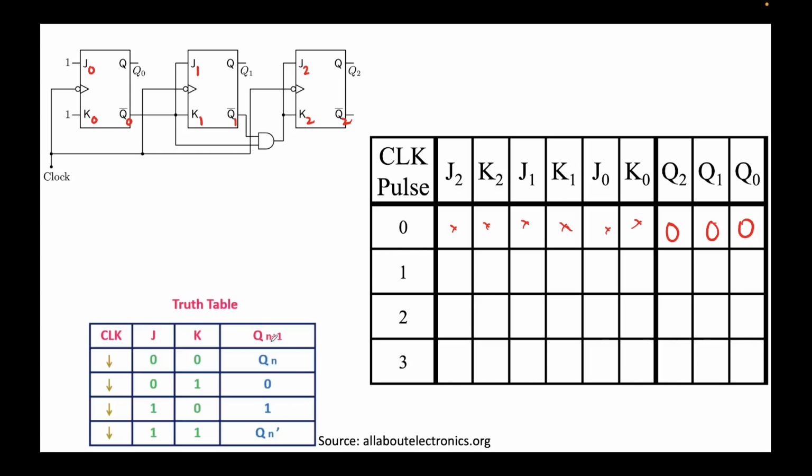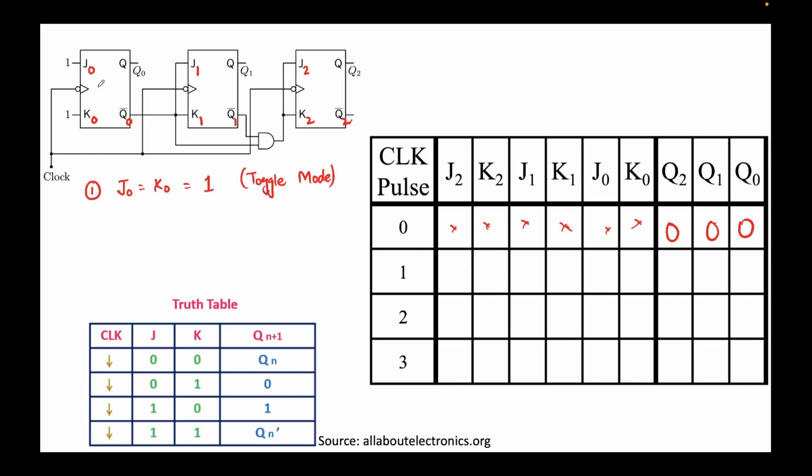How do we find Q? Using the truth table. This is the same truth table as we saw before. This is the no change condition, this is the reset set condition, and this is the toggle condition when both the inputs are 1, and this down arrow denotes a negative edge triggered flip-flop. Okay, so fine, we can obtain Q if we know J, but how do you know J2, K2, J1, K1, right?